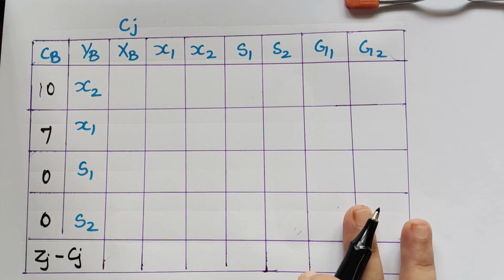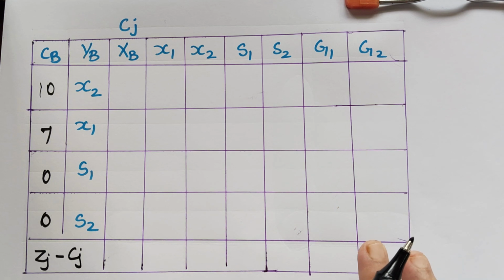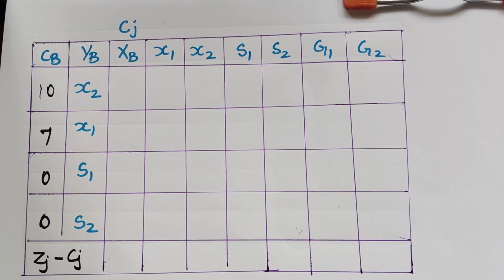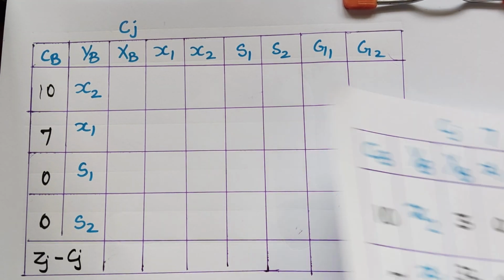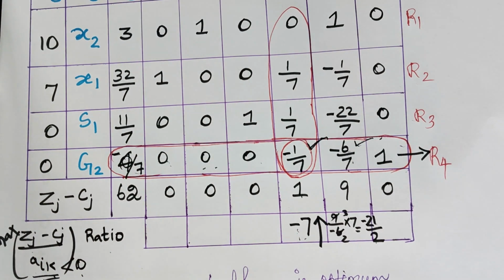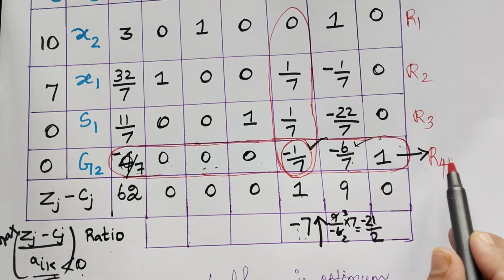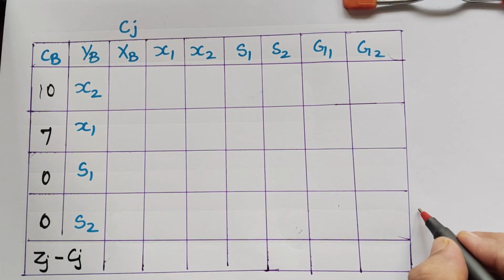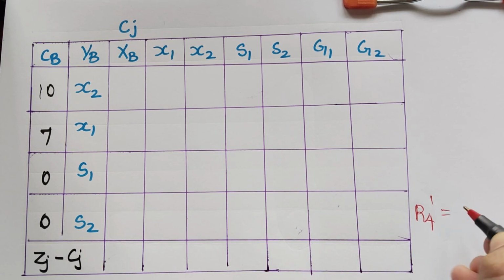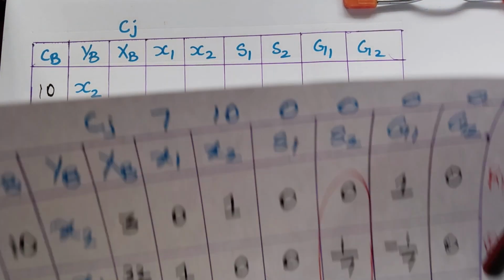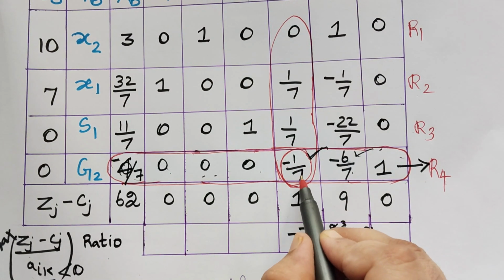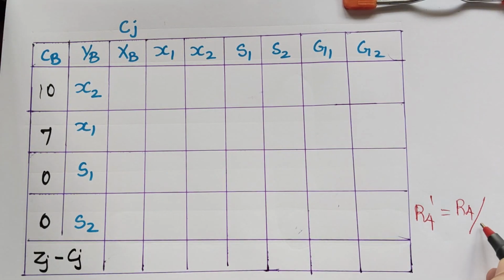For that we have to perform row operations, for which first we should check out the pivotal row. So what is the pivotal row? R4 is the pivotal row. So from this first we have to find R4 dash, and that is equal to R4 divided by the pivotal element. What is the pivotal element? Minus 1 by 7. So it will be R4 divided by minus 1 by 7.